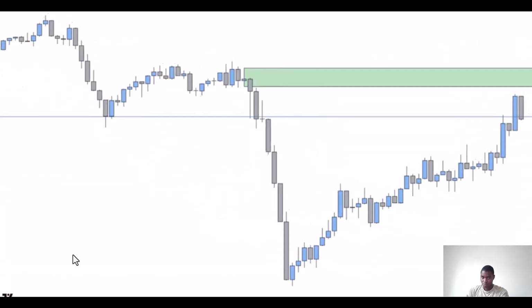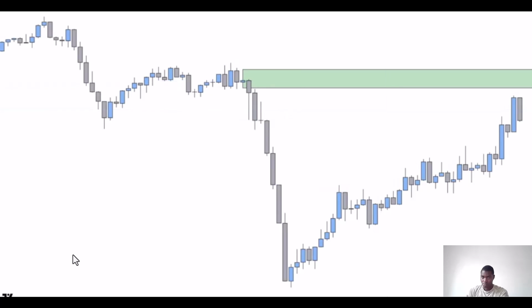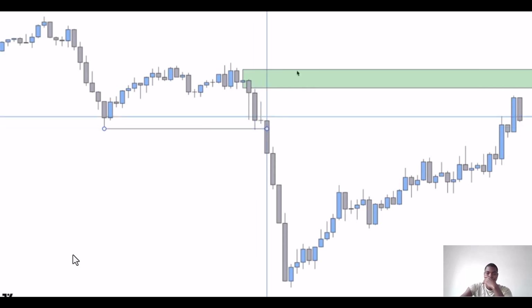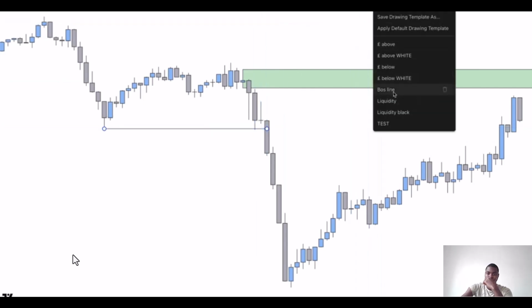Now, there is an extra way that you can double confirm trades if you feel a little bit nervous placing sell orders and buy orders on these supply and demand zones. This is what we call a standard confirmation entry.